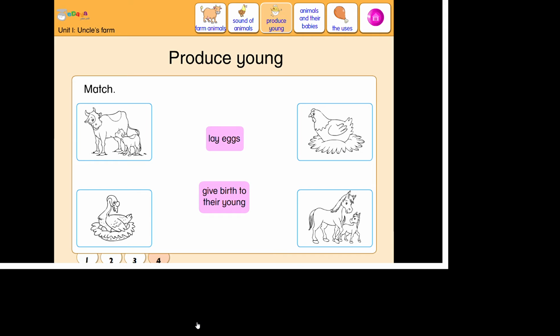Match. Okay, which animals here lay eggs and which animals give birth to their young? Okay, number one is the cow and the calf. And the horse and the foal. Okay, next we have the hen. It lays eggs. And this looks like a goose. And it lays eggs.